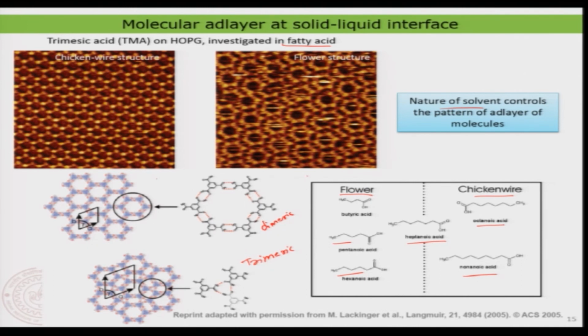It is all to do with the length of the chain, because in the case of chicken wire it is also observed that the solvent molecules themselves also get trapped inside these kinds of pores, and that being stabilized by the long chain is the origin of this different type of pattern. But the important aspect I want to say is the nature of the solvent.